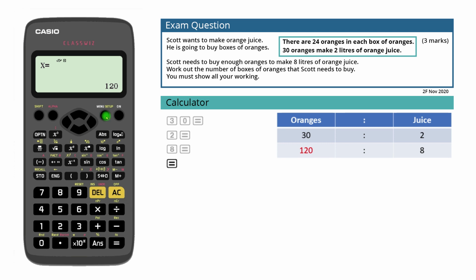You now need to calculate the number of boxes that Scott needs. There are 24 oranges in each box, so to work this out, press Menu and then choose Calculate, option 1. Enter 120 divided by 24 and press equals. Scott needs to buy 5 boxes of oranges.